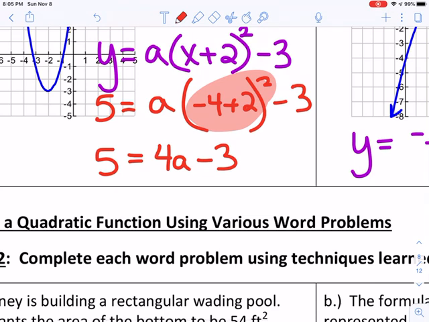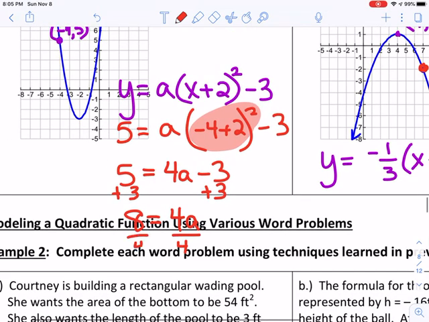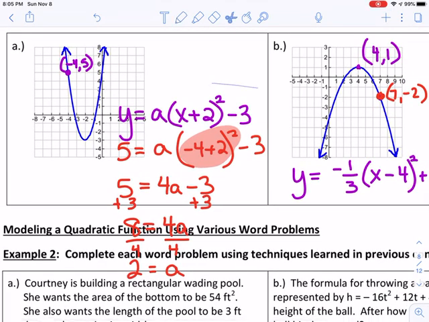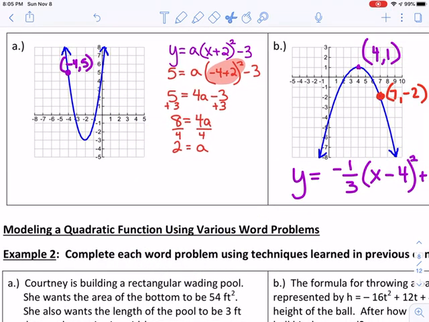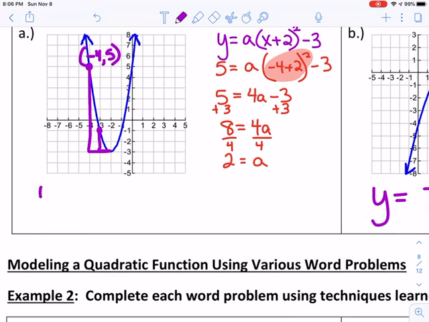And then we're going to add 3 to both sides. So we get 8 equals 4a. And then you need to divide by 4. And voila, we get a equals 2, which is what we had before. I just wanted to show you that that process works, even if you don't happen to notice that 1 over and 2 up would be a point. 2 squared normally is 4, but this time it's 8. So either way works. y equals 2 times (x + 2) quantity squared minus 3.